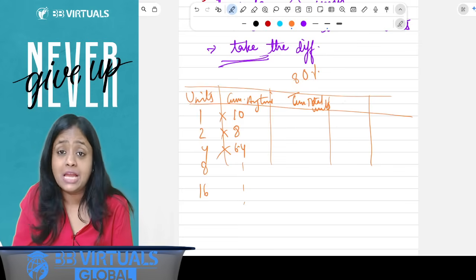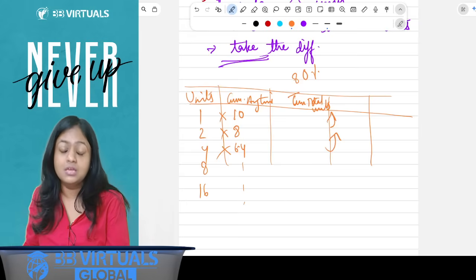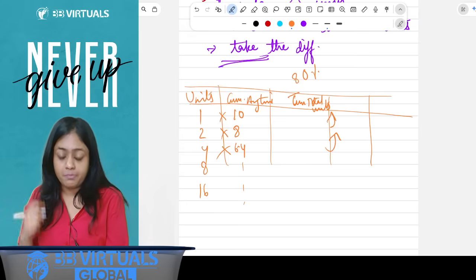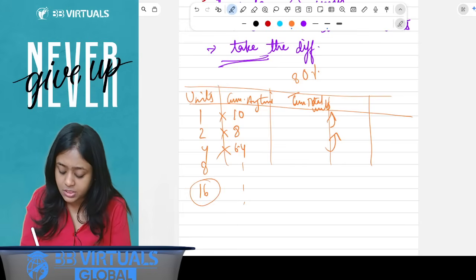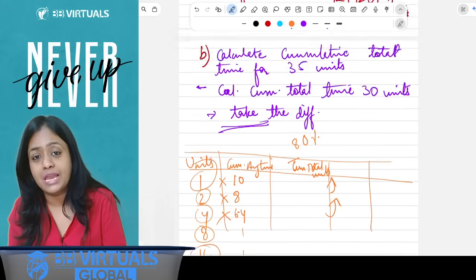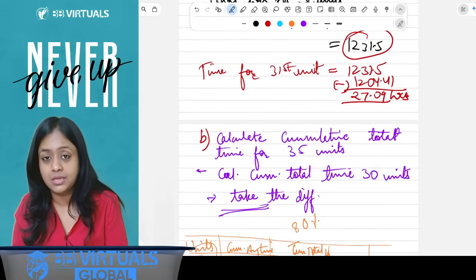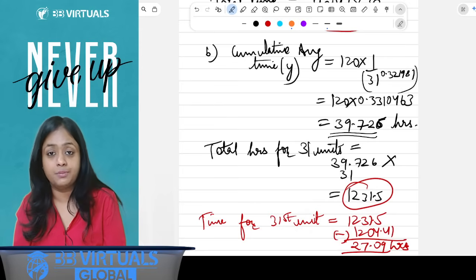And then you can even calculate incremental time. That is when you take the difference for every 2 levels, you will get incremental time. But here your learning curve will only be calculated cumulatively for 16 units, for 8, for 4, for 2, for 1. What if I want to calculate what is the time to be taken, cumulative average time for 25 units that the labor will take?